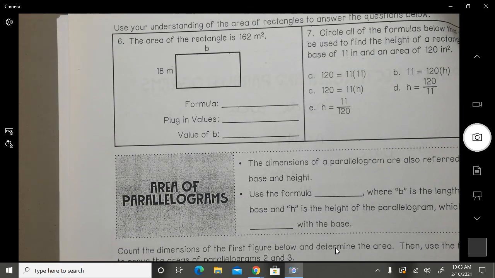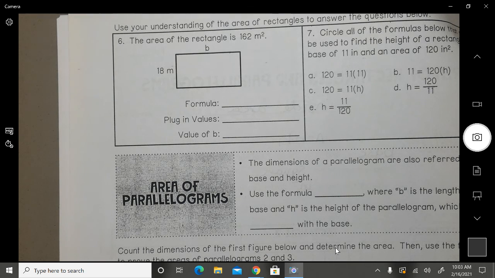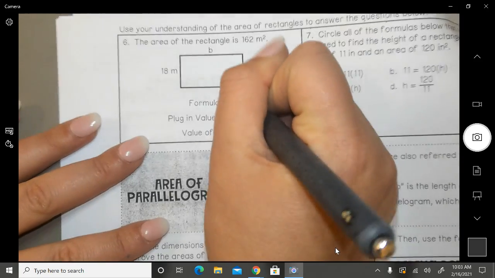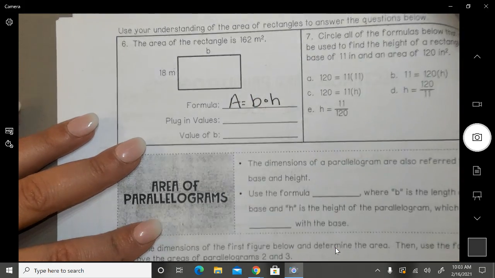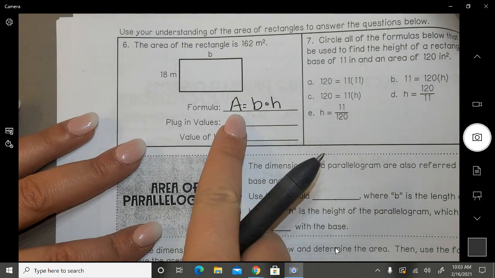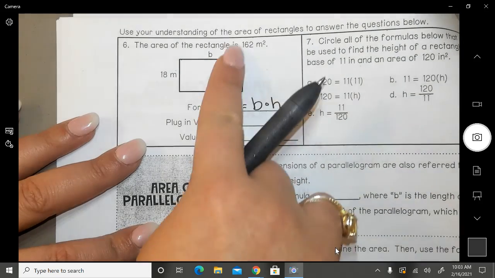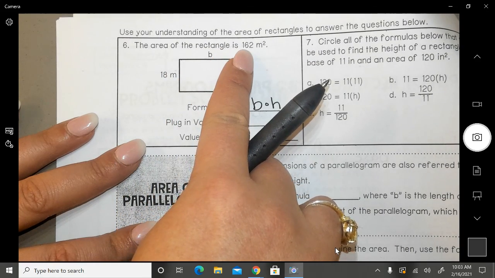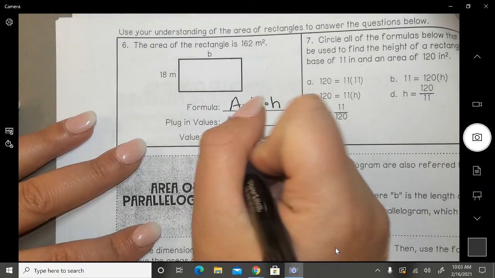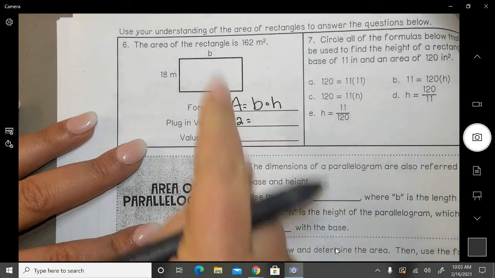All right, if you look at number 6, the area of the rectangle is 162 meters squared. We don't know the base, but we know that the height is 18 meters. So the first thing I'm going to do is write my formula. Area equals base times height. I'm going to plug in the values. Do I know what A is? It says the area of the rectangle is 162. Yes, so it's 162.